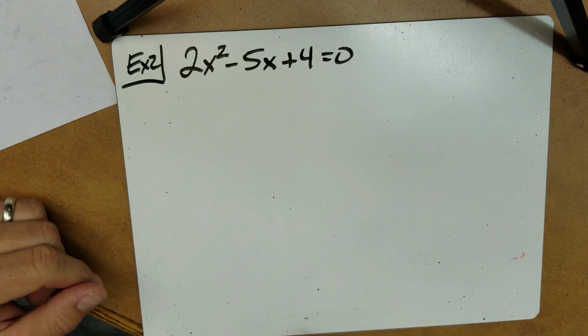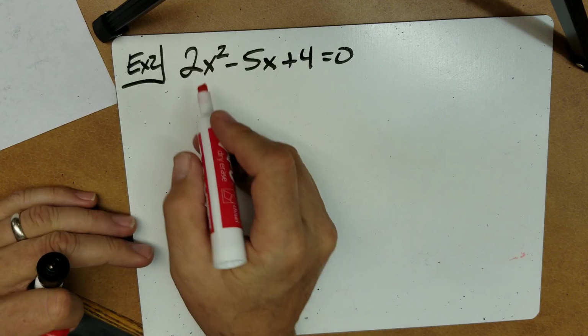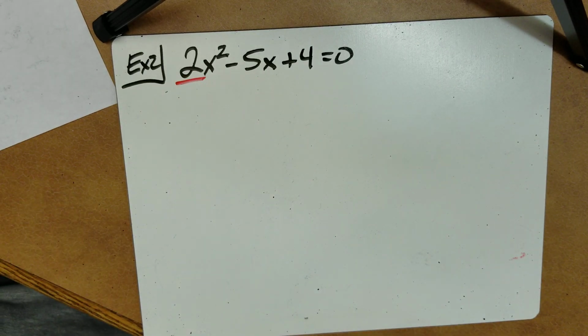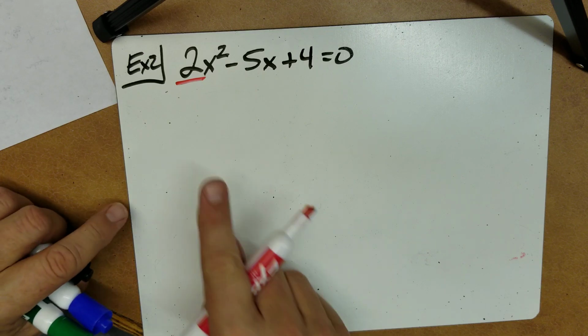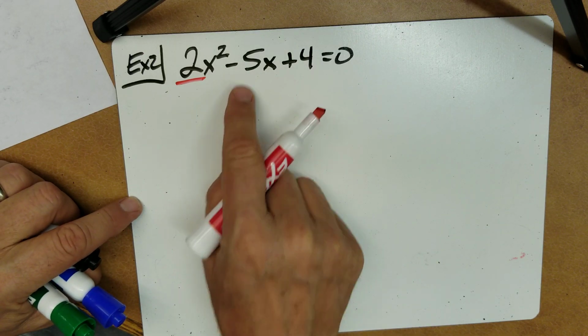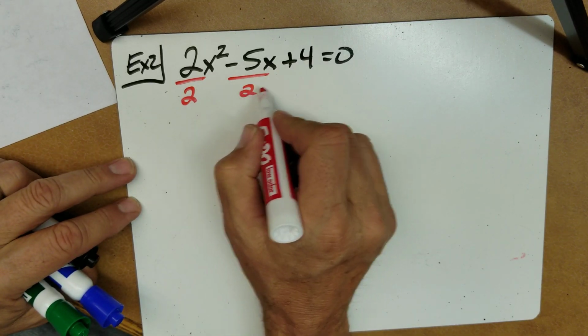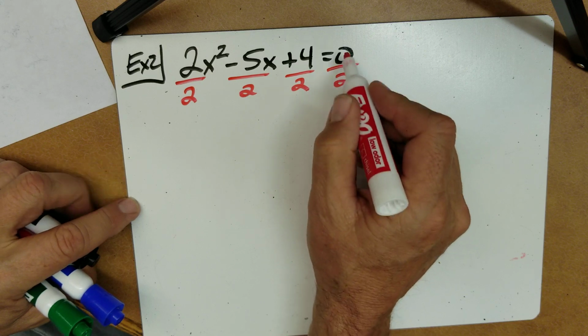Okay, here's an example that's going to get a little bit ugly. And it's going to get a little ugly because this number is not 1. So let's go back through our steps. Step 1, if a does not equal 1, and it doesn't, then I have to divide everything by it. And you can see that's going to make a fraction. That's a bummer. So you watch. I'm going to divide by 2, divide by 2, divide by 2, divide by 2 over there.